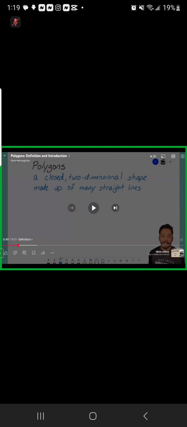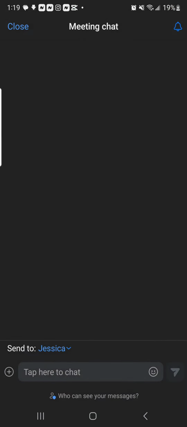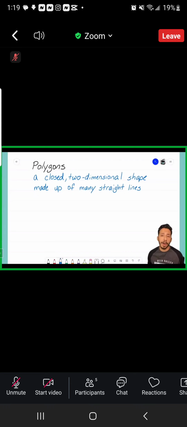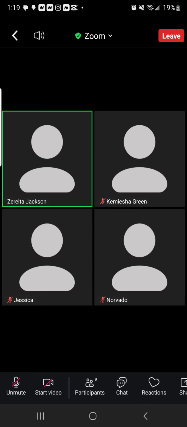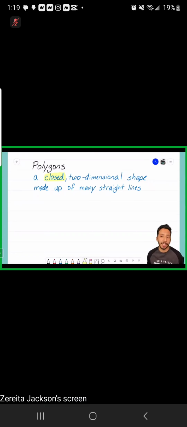So they're two-dimensional shapes, made up of straight lines. And there's a lot to unpack in that definition. So I'm going to go word by word to make sure we fully understand what it means for a shape to be a polygon. Now, the first word we come across is this word closed. And that means that the shape has to be closed. It can't be open. All the sides must connect to each other.